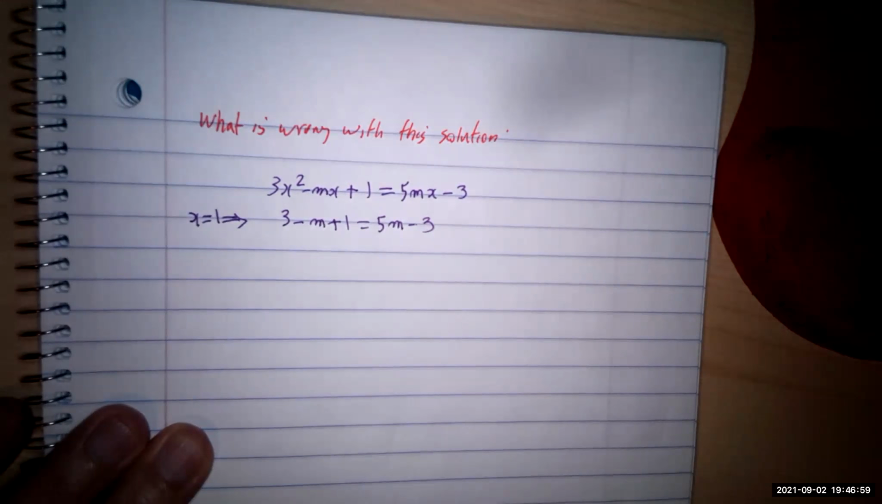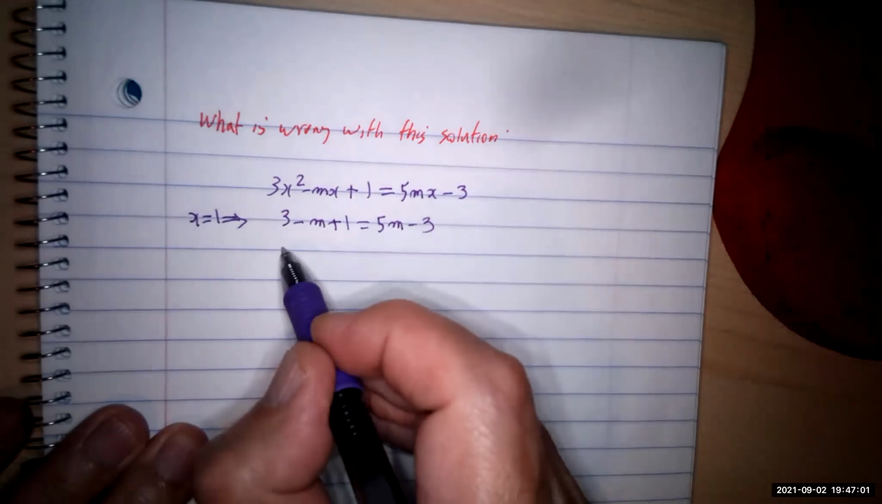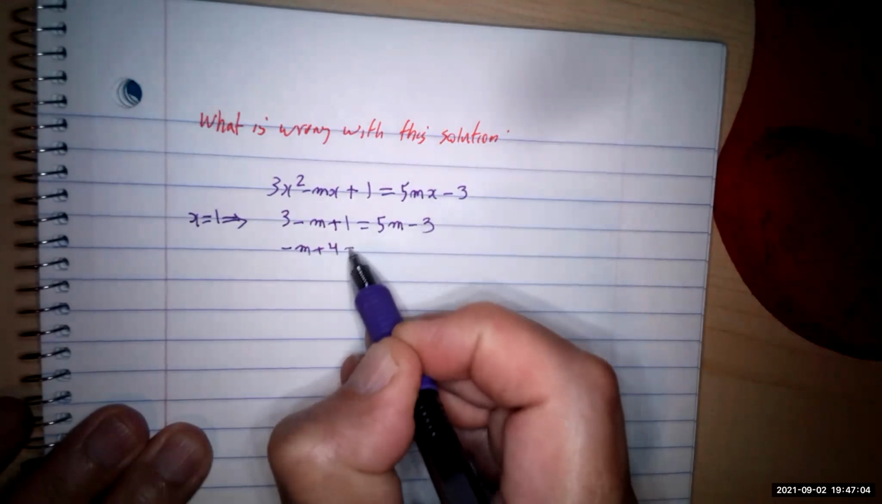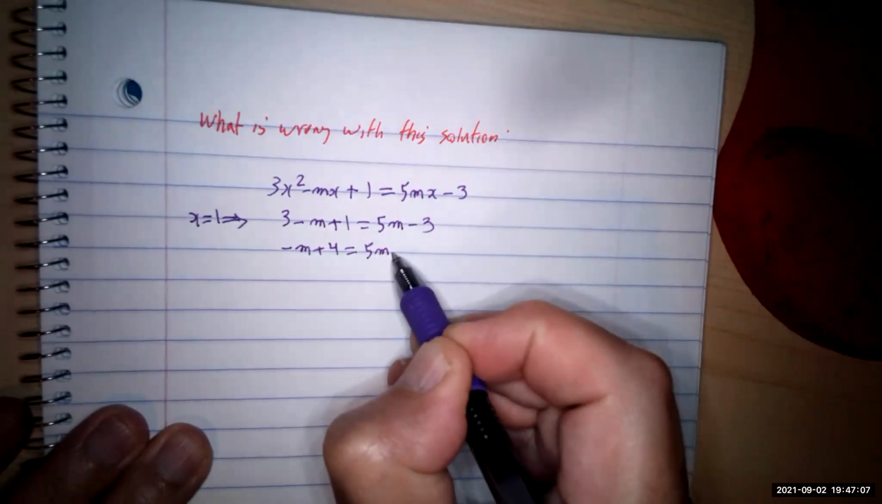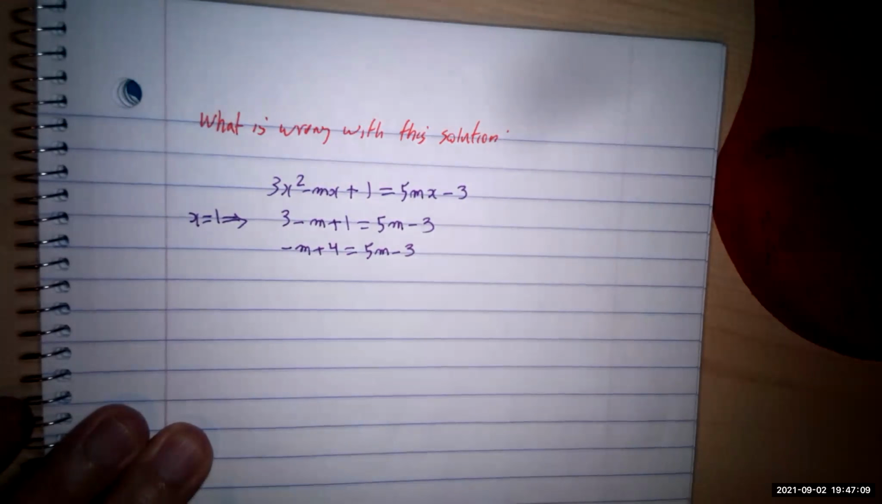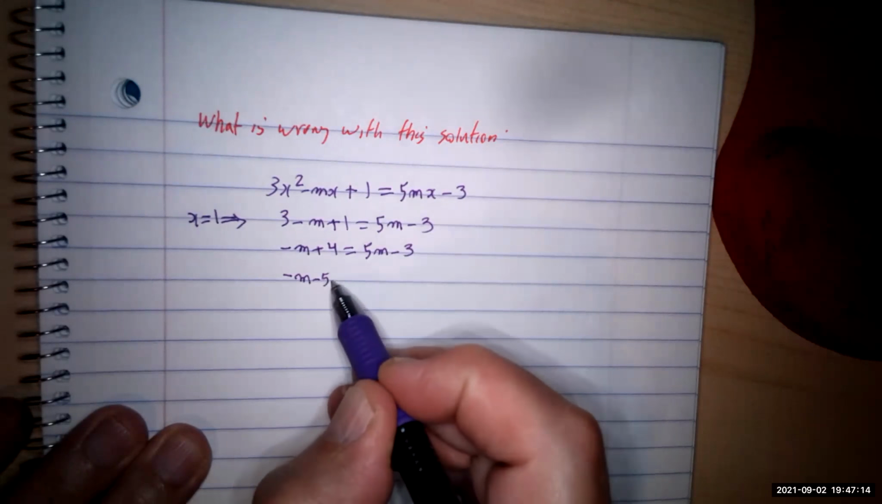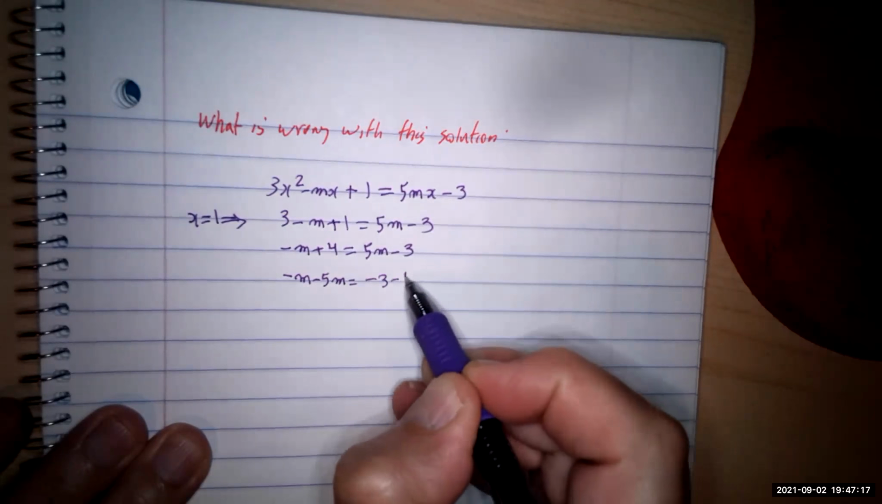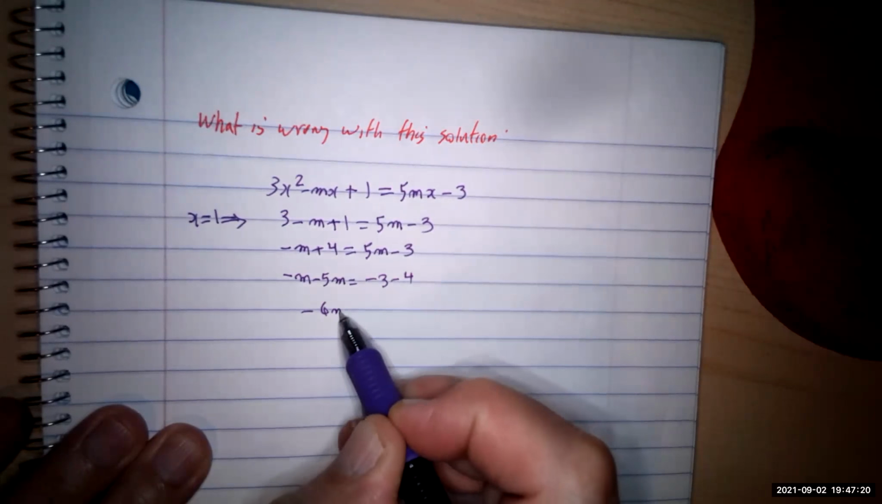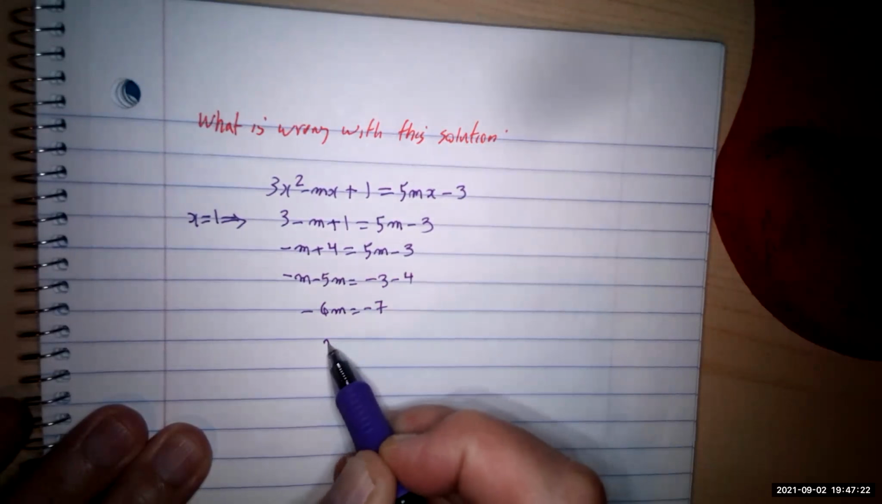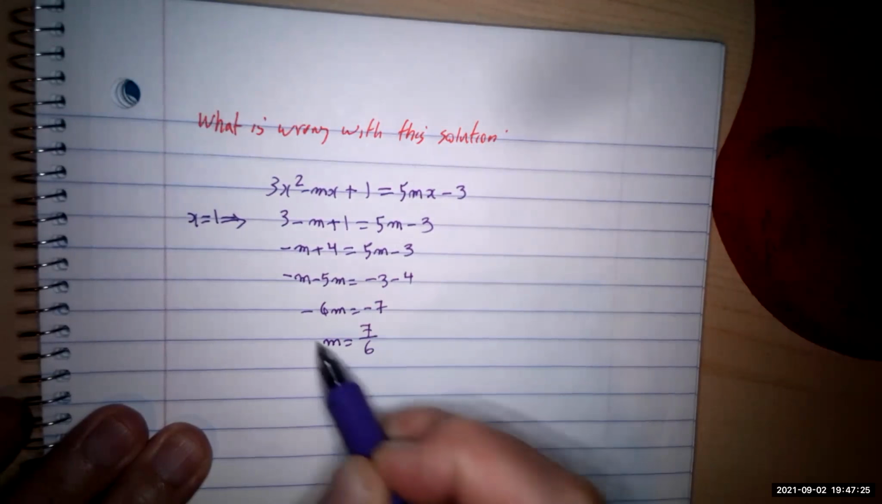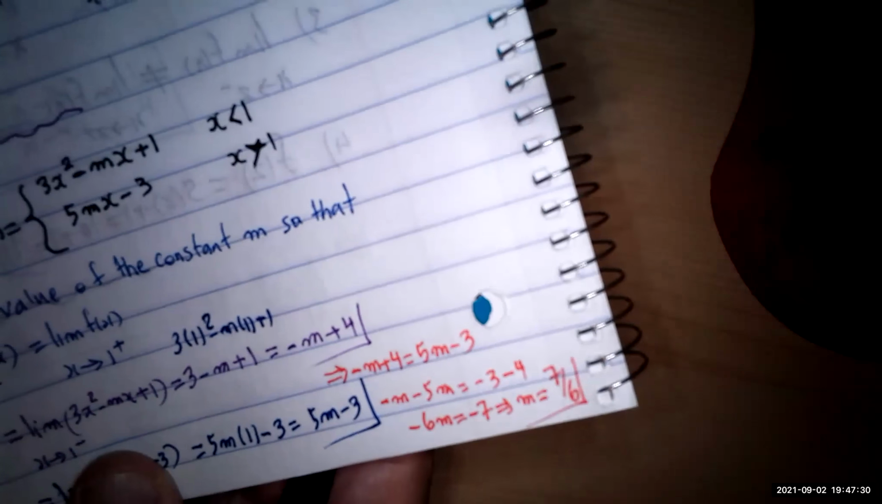Then they solve for m. You know, 3 and 1 would be 4, so that gives you negative m plus 4, combine the like terms, and that would be 5m minus 3. Then they subtract. It's negative m minus 5m, and this would be negative 3 minus 4. So that gives me negative 6m equal to negative 7. So m would be 7/6. The same solution, the same answer, 7/6. But I give you 0 out of 4 if you do this one. What's wrong with this one?